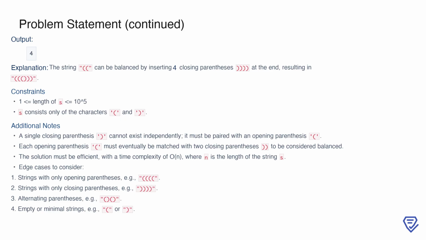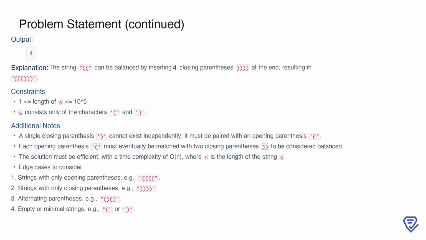In the fourth example, the input string is S equals. The output is 4, which represents the number of insertions required to make this string balanced. To achieve this, we need to add 4 closing parentheses at the end of the string, resulting in. This way, each opening parenthesis is matched with exactly 2 closing parentheses.